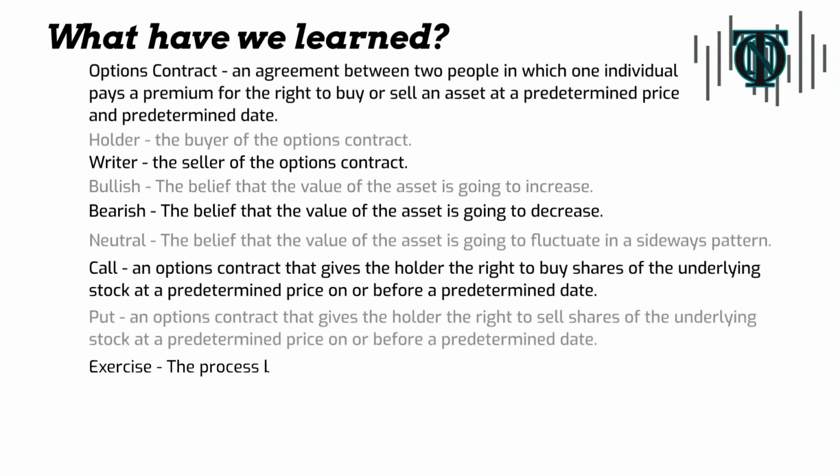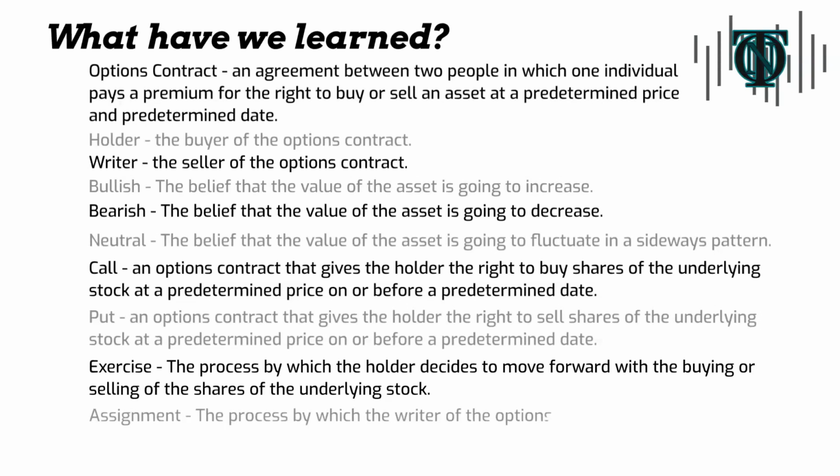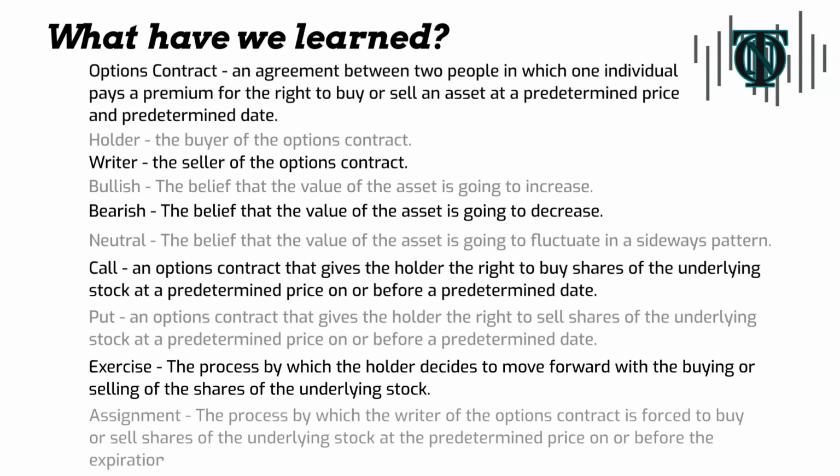To exercise an option is the process by which the holder decides to move forward with the buying or selling of the shares of the underlying stock. And finally, assignment occurs when the writer of the options contract is forced to buy or sell shares of the underlying stock at the predetermined price on or before the expiration date, due to the holder exercising their right to buy or sell their shares.